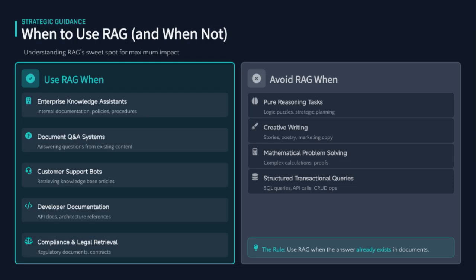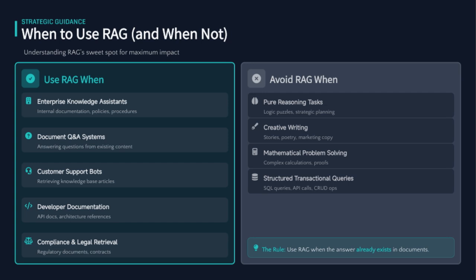Now, let's talk about the key principles for using RAG effectively. The main idea is to use RAG when the answer already exists within your documents or data sources. For example, if you're running SQL queries, making API calls, or performing CRUD operations, these are structured transactional queries and complex calculations that can be directly answered from existing data. This is where RAG really shines because it helps retrieve precise and relevant information efficiently.